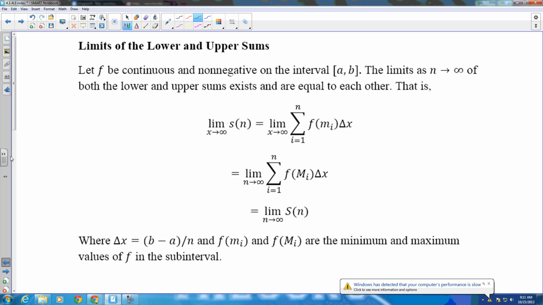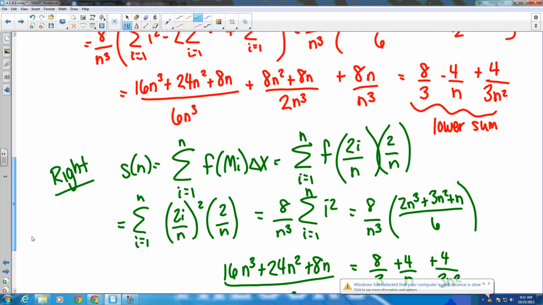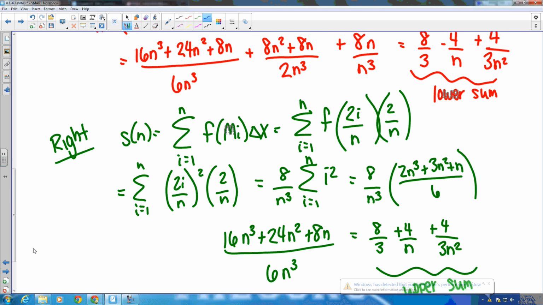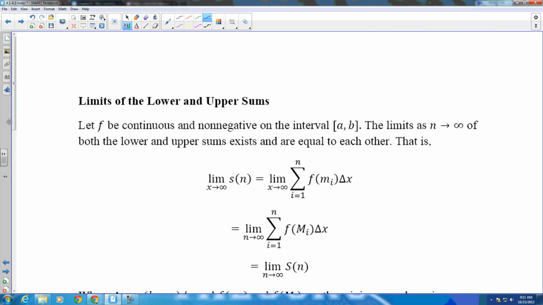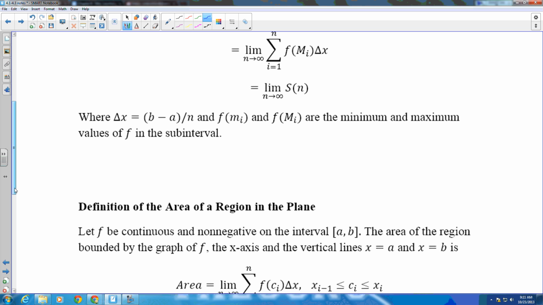So if we go back and look at our two sums, we have the upper and lower. If we took the limit of each one of those, the limit of the upper as n approaches infinity would be 8 thirds. And the limit as n approaches infinity of our lower would also be 8 thirds. So that holds true that if we take the limit of our upper and lower sums, we get the same answer, which is the approximation of our sum.